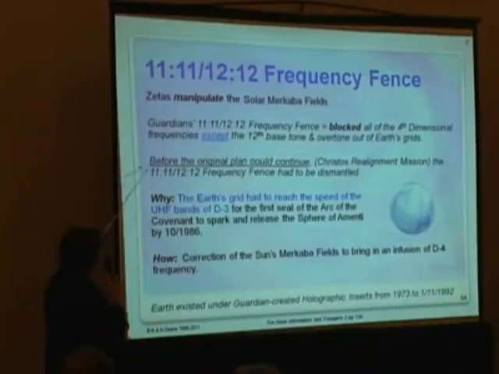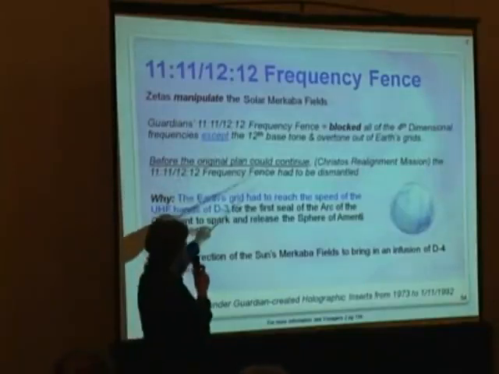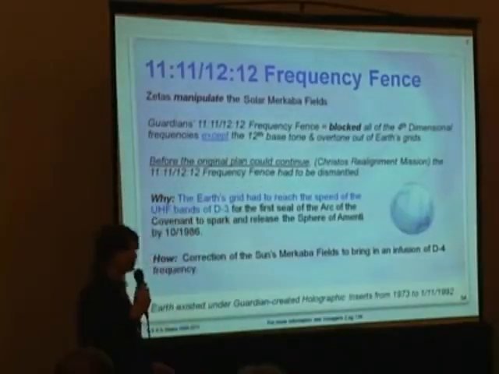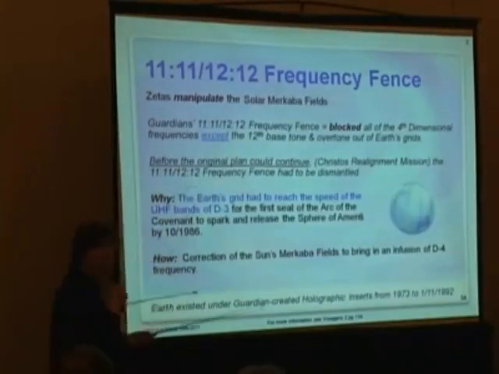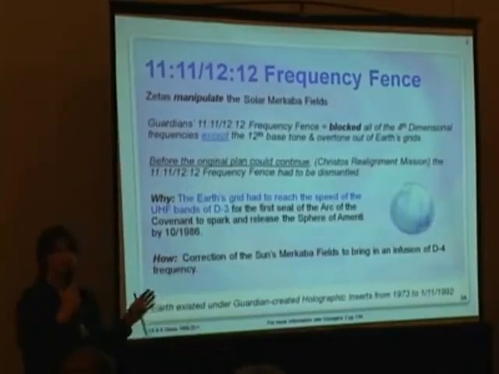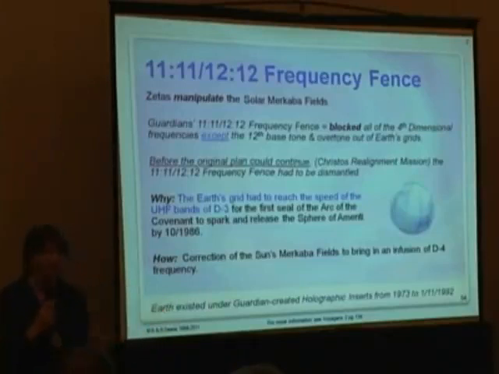Okay, so now before the original plan could continue, which is the Christos realignment mission, the 11-11-12 frequency fence now had to be dismantled, because the only way to do that was to correct the Merkaba fields of the sun. So if you're on a planet and somebody's going to start messing with the Merkaba fields of your sun, there's going to be a little chaos that happens. This was a huge surprise to me when I was putting this together.